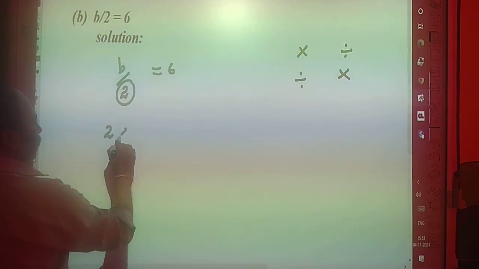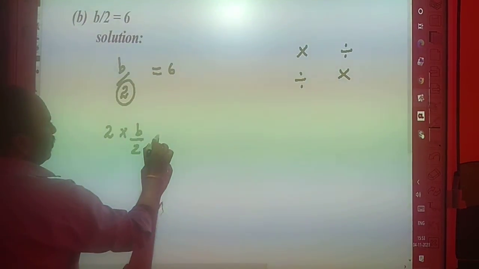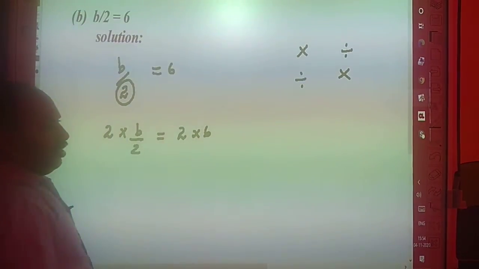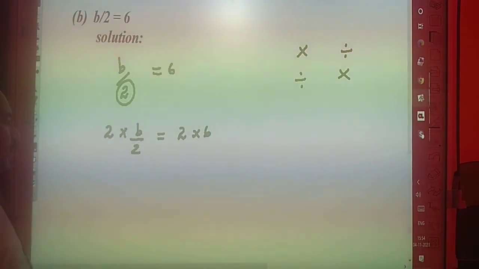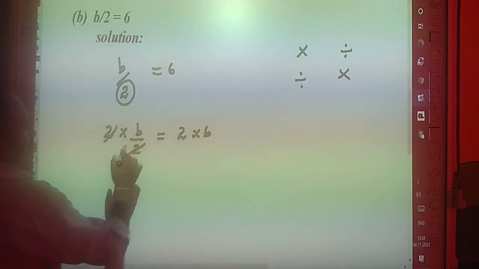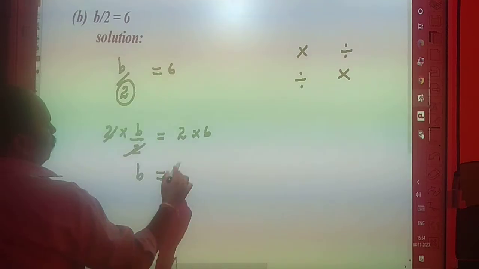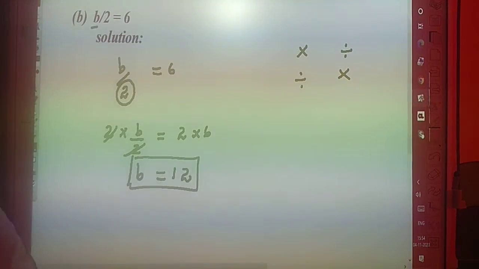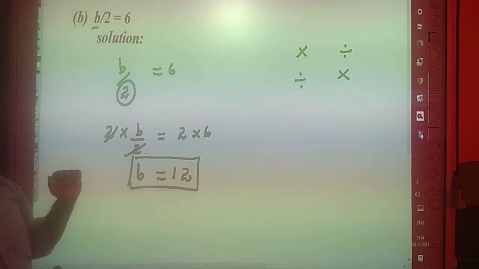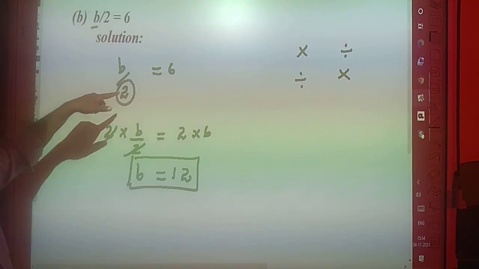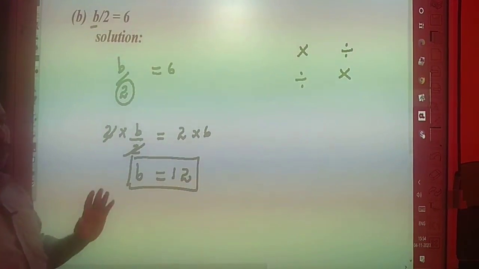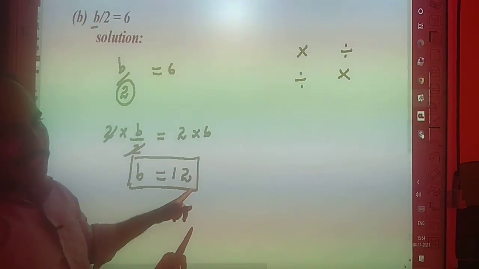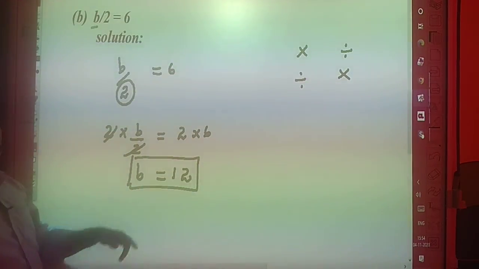So 2 into b by 2 is equal to 2 into 6. The 2 cancels, remaining b is equal to 2 6s are 12. So our b value is equal to 12. Listen here. b by 2 is equal to 6, we multiply by 2 on both sides. 2 cancels, and on the RHS 2 into 6 is equal to 12. b is equal to 12.